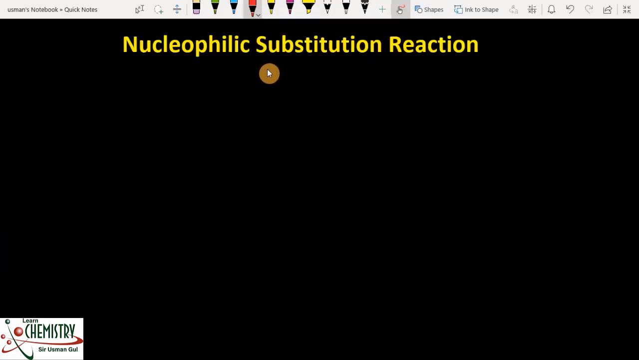Now I will discuss the nucleophilic substitution reaction, and nucleophilic substitution reactions are of two types. The first type is called the SN2 reaction and the second type is called the SN1 reaction. We also call them nucleophilic substitution bimolecular or nucleophilic substitution unimolecular. The mechanism of the two types is different, so I will discuss them one by one. First I will discuss the mechanism of SN2.